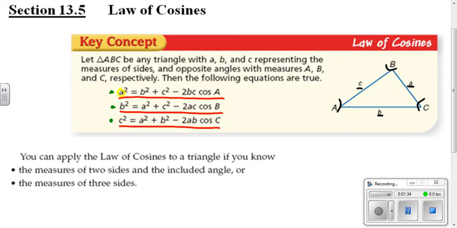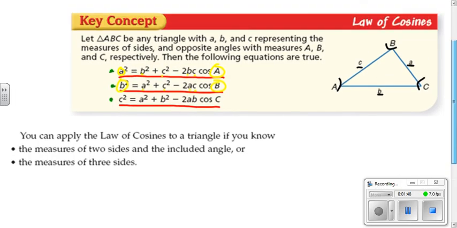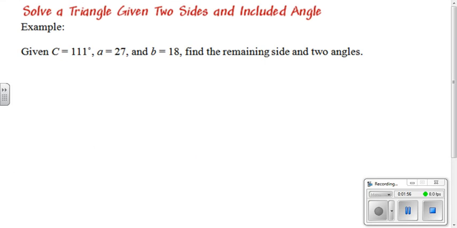Little a out front, big A in the back, B and C, B and C, little b, big B, little a, little c, little a, little c. So you can apply this law of cosines to any triangle as long as you know the measures of 2 sides and the included angle, or the measure of all 3 sides. So those will come in handy when we're asked to solve for certain triangles.